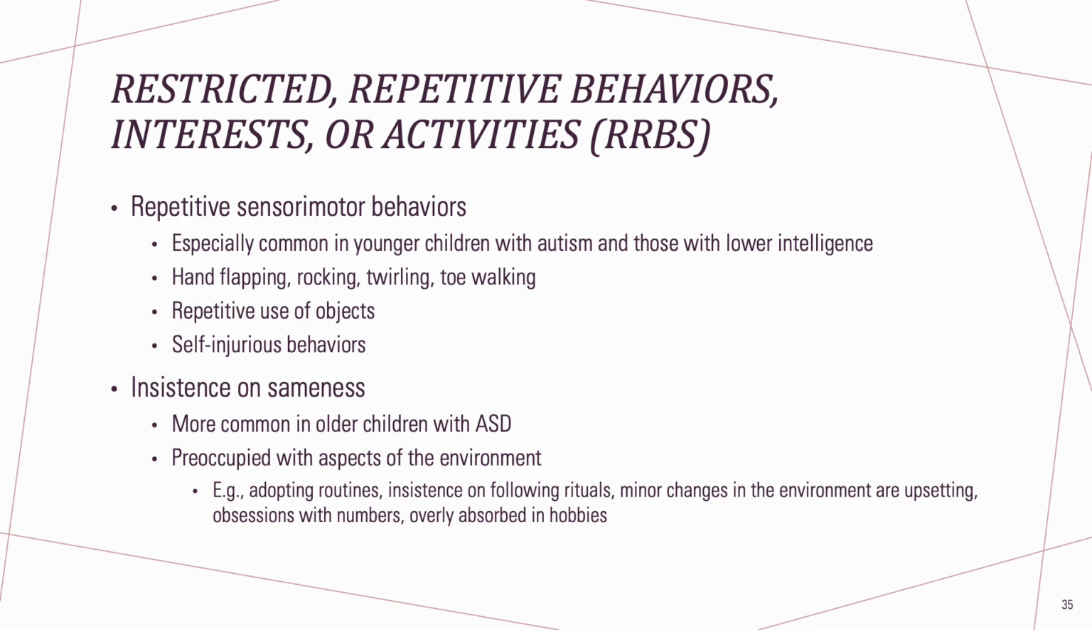The other thing on top of repetitive sensorimotor behaviors is an insistence on sameness. This is a little more common in older children with ASD than the repetitive behaviors, but that's not to say you don't see either one in either age range. With insistence on sameness, you tend to see a preoccupation with aspects of the environment, such as routines, insistence on following a ritual, and feeling really uncomfortable or in great distress when routines or the environment change. You also might see that these kids become obsessive or really absorbed in their activities or interests.